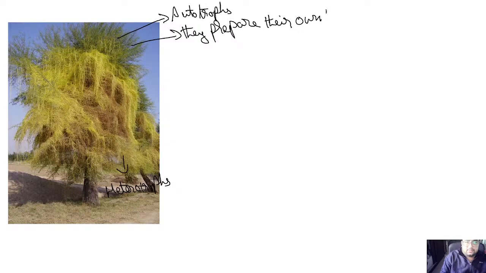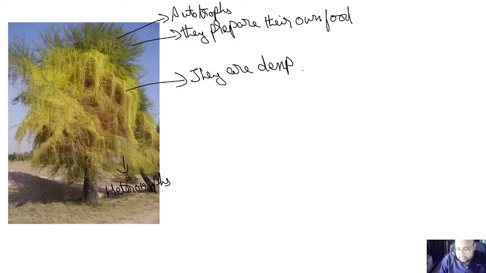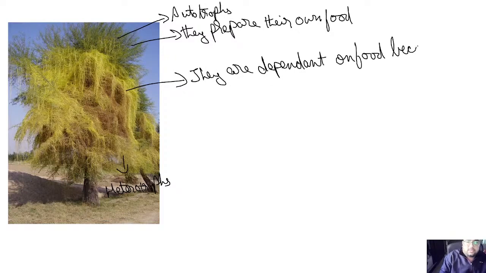Heterotrophs are dependent, they take food from the host plant. Pritham, you're right, this is known as the host plant. They grow together with this green plant, like they grow on a host. So these green plants are known as host plants. They are dependent on food because they can't prepare their own food. Why can't they prepare their own food? Because they don't have chlorophyll.